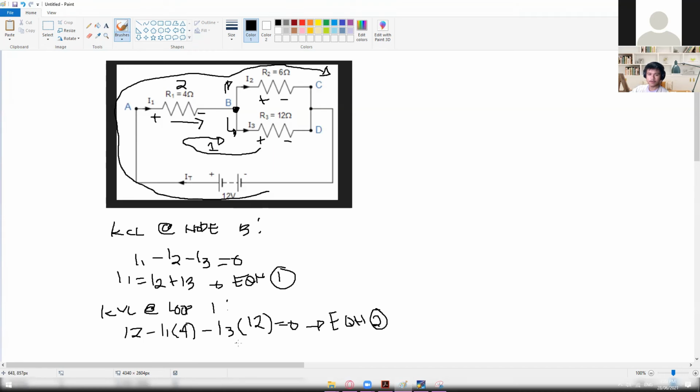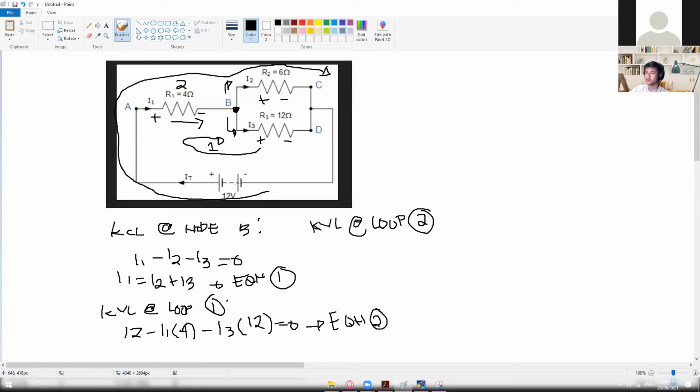Okay, so did you guys get how we did equation number 2? Are we clear so far? Okay, so this is just the KVL at loop number 1. But how about the KVL at loop number 2? Okay, let me just encircle this one for consistency.